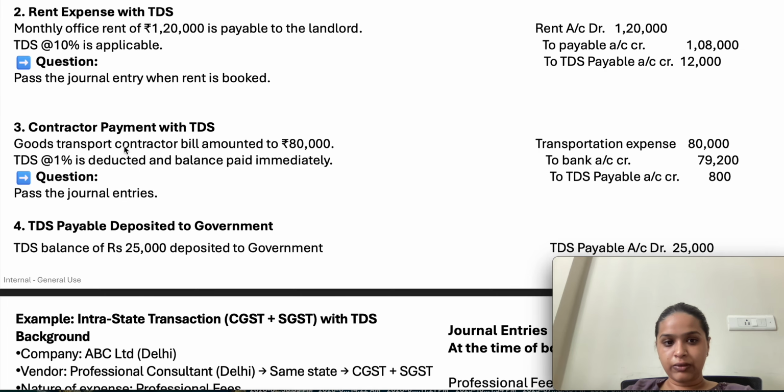Next is goods transport contractor bill amounted to 80,000. It means we have taken transportation services from a contractor of 80,000. TDS 1% is deducted and the balance paid immediately. It means whatever payment we have to make, we have paid immediately after deducting the TDS. So what is the expense? Transportation contractor expense 80,000. 1% TDS we are required to deduct. It means 800 we have to deposit to the government. The rest, 79,200, we can release to the supplier. Okay.